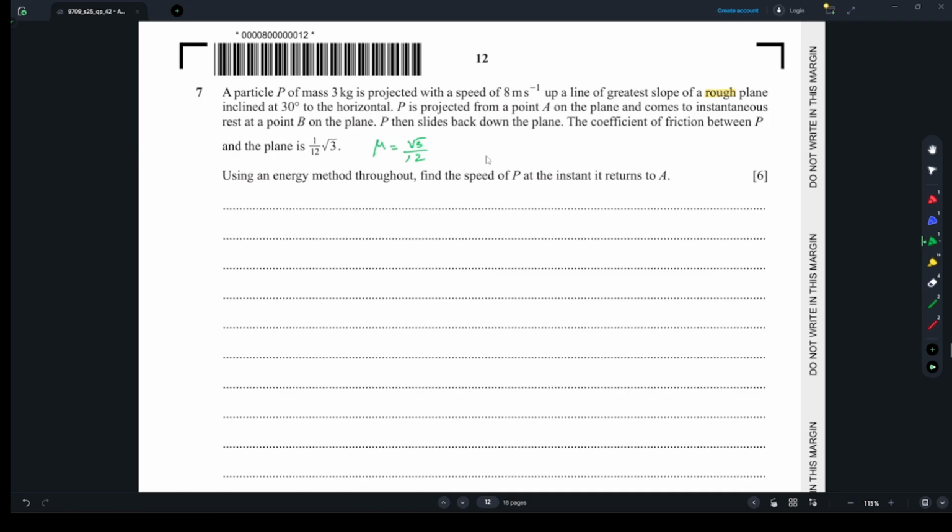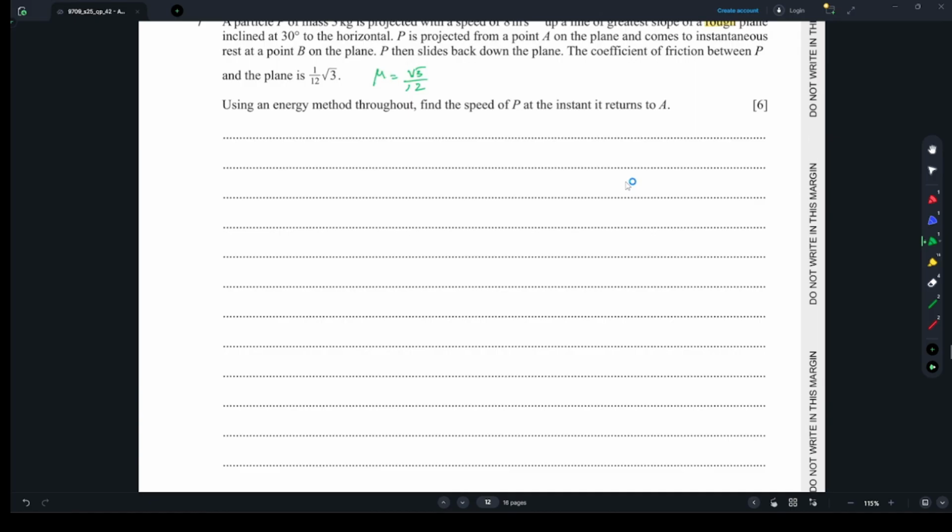Using the energy method throughout, so you don't have any option. You have to use the energy method. Find the speed of P at the instant it returns to A. Okay, so let's make a sketch, so then it will be easy for us to understand.